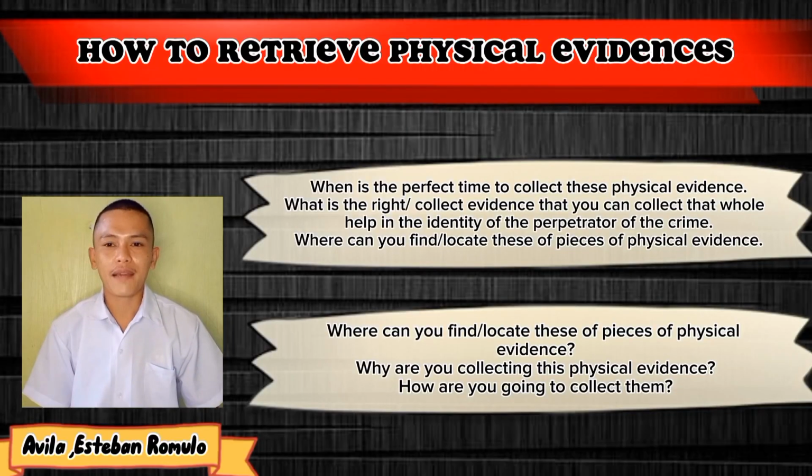When is the perfect time to collect this physical evidence? What is the right evidence to collect that can help in the identity of the perpetrator of the crime? Where can you find or locate these pieces of physical evidence? Why are you collecting this physical evidence? And lastly, how are you going to collect them?